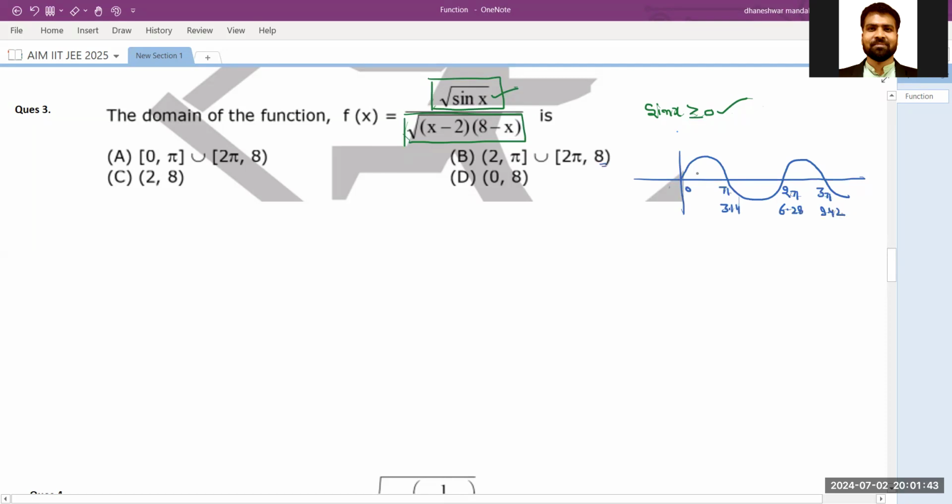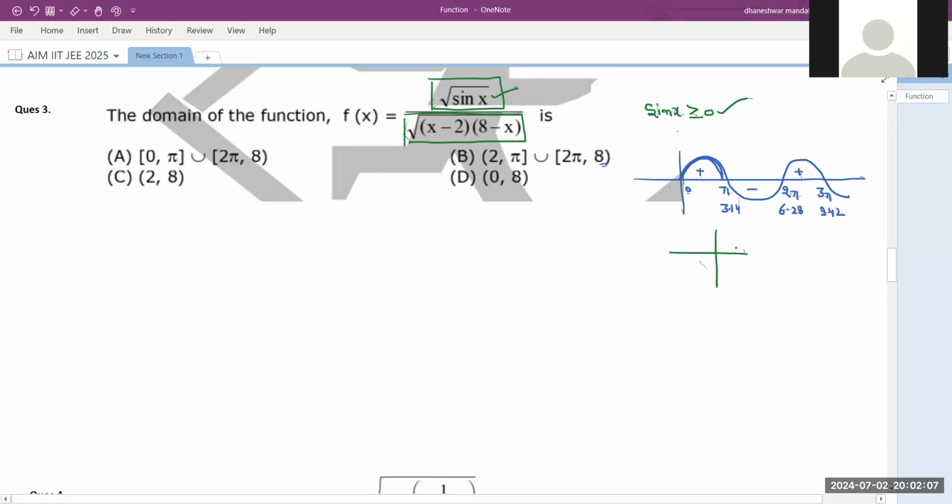Can I say that from 0 to pi, sin x is positive? So here sin x is positive. From pi to 2 pi, sin x is negative. And from 2 pi to 3 pi, sin x is positive. Everyone, is this clear?